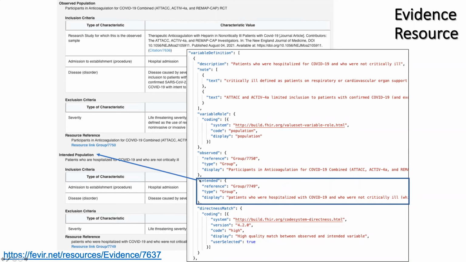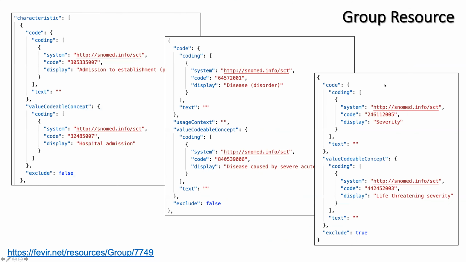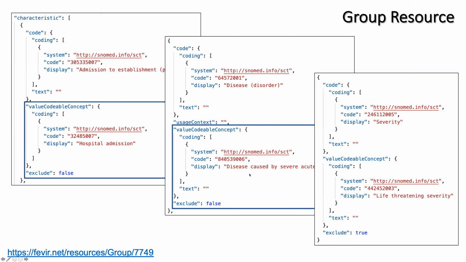The intended population is represented by a group resource that contains inclusion and exclusion criteria. Then the group resource contains the specific representation of the inclusion and exclusion criteria. In this example, it includes hospital admission and disease caused by SARS, and excludes life-threatening severity. These characteristics are mapped to specific SNOMED codes.